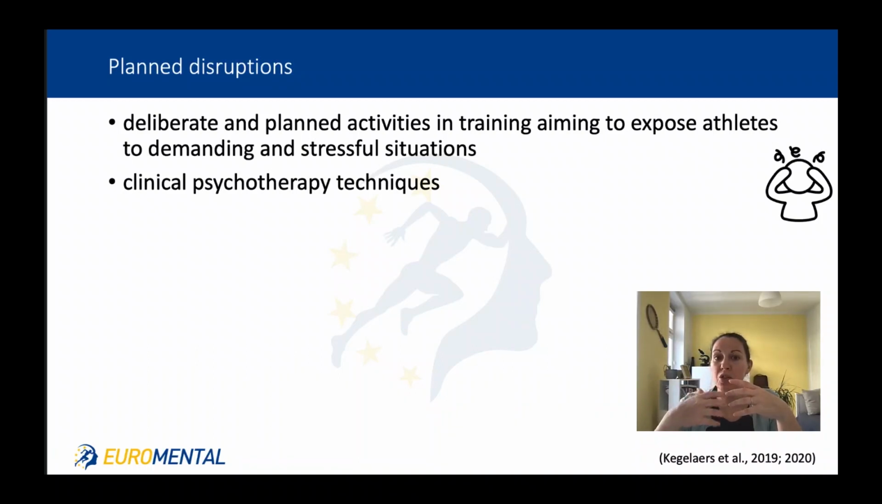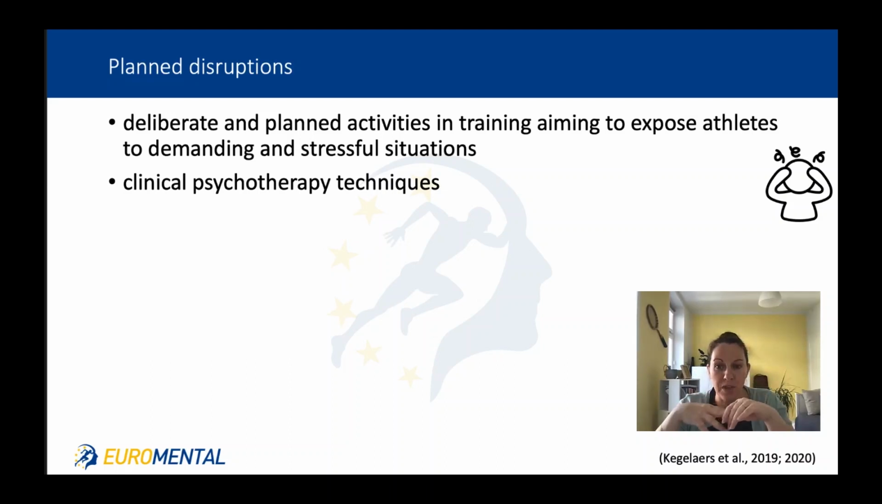This is the idea behind planned disruptions: that we actually have to deliberately plan those activities during training and expose athletes to demanding and stressful situations. The idea basically came from the clinical perspective, and has been implemented for many years in the sports psychology field.